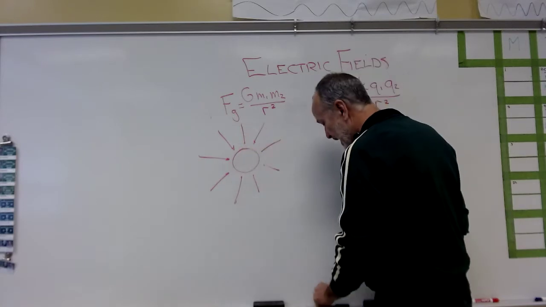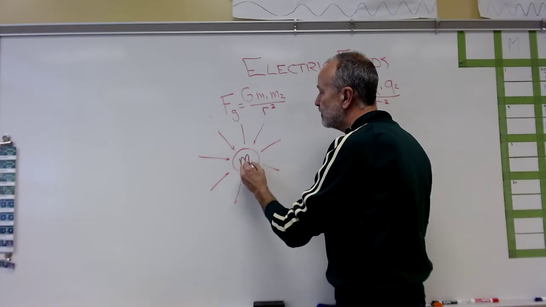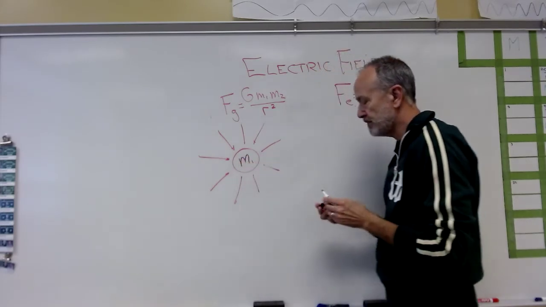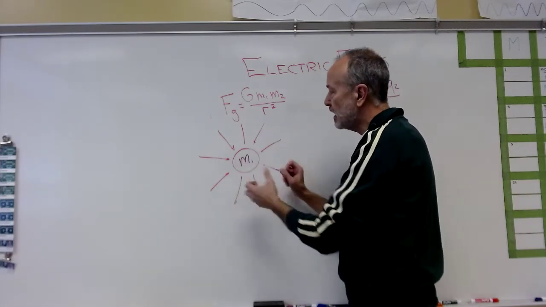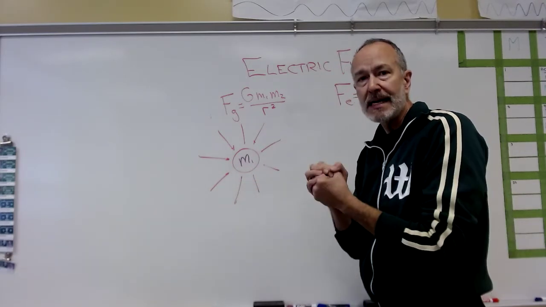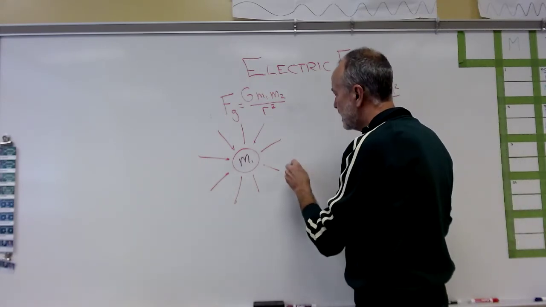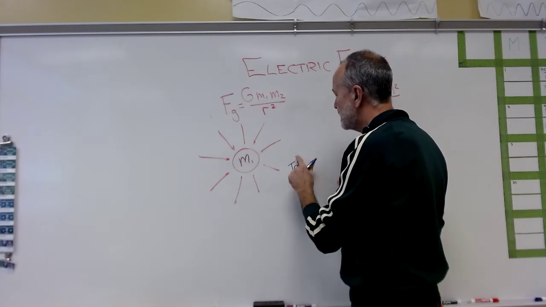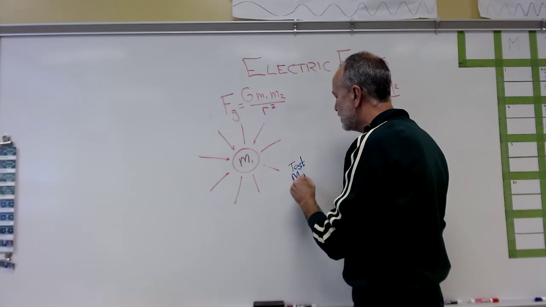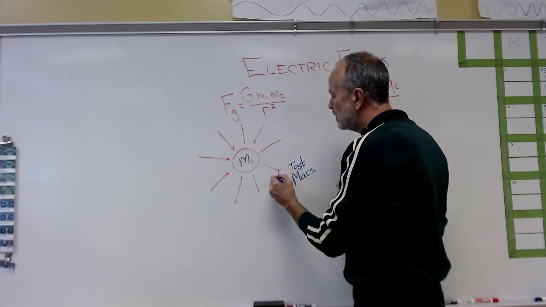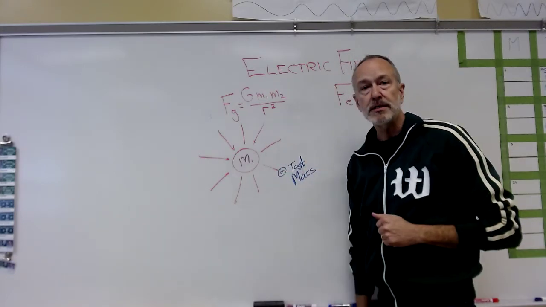Well, when we had a gravitational field, we have this mass. I'll call this m1, okay? And the field is this concept of, if I take a mass, a point mass, a test mass, and I put it in this field, so I'll have this little test mass there. What force will it experience?